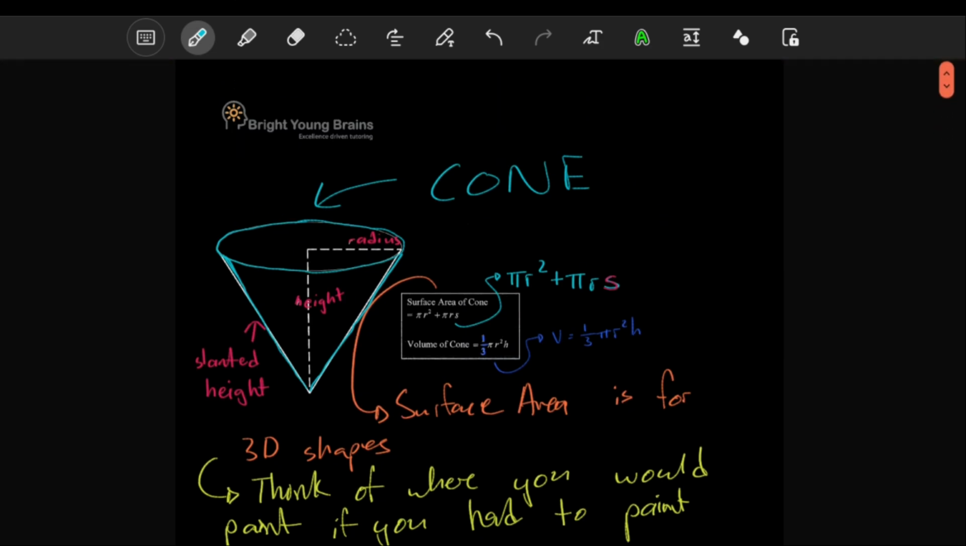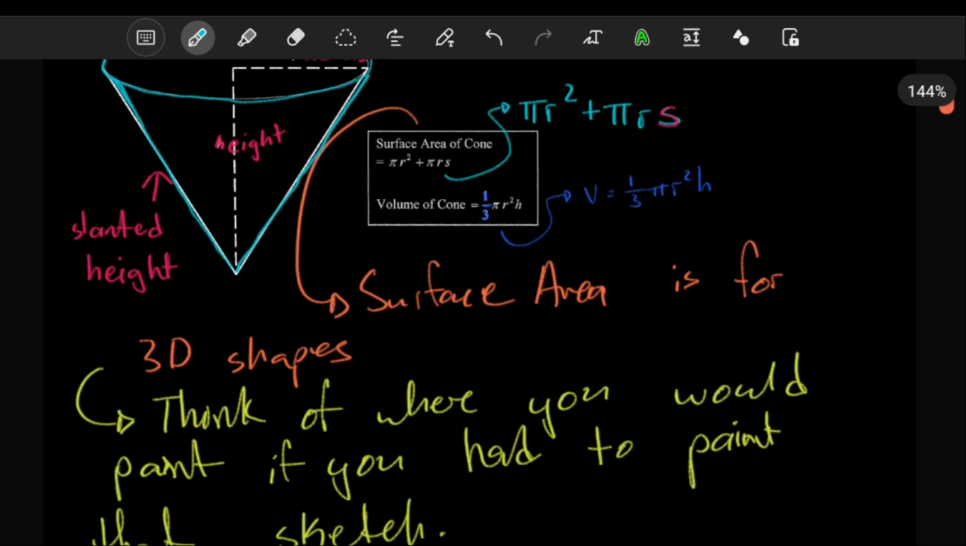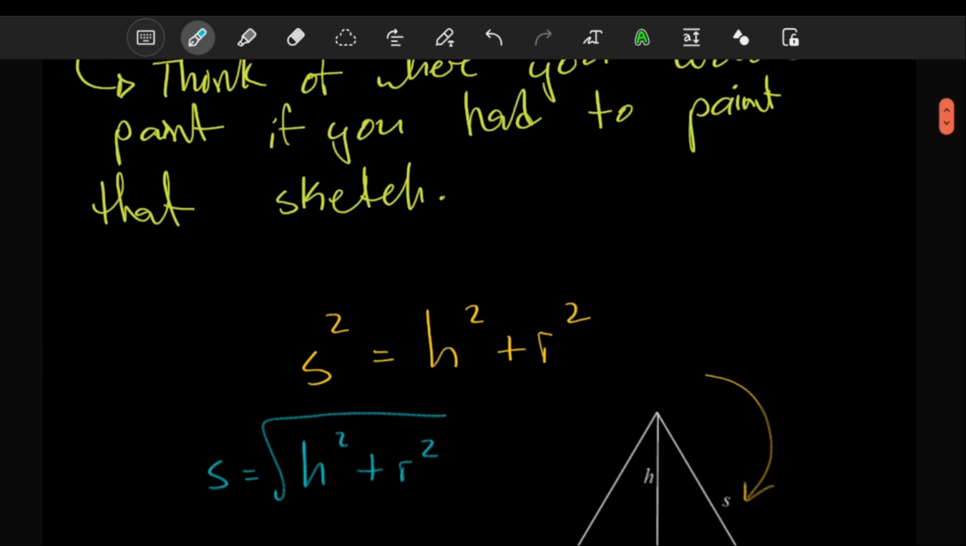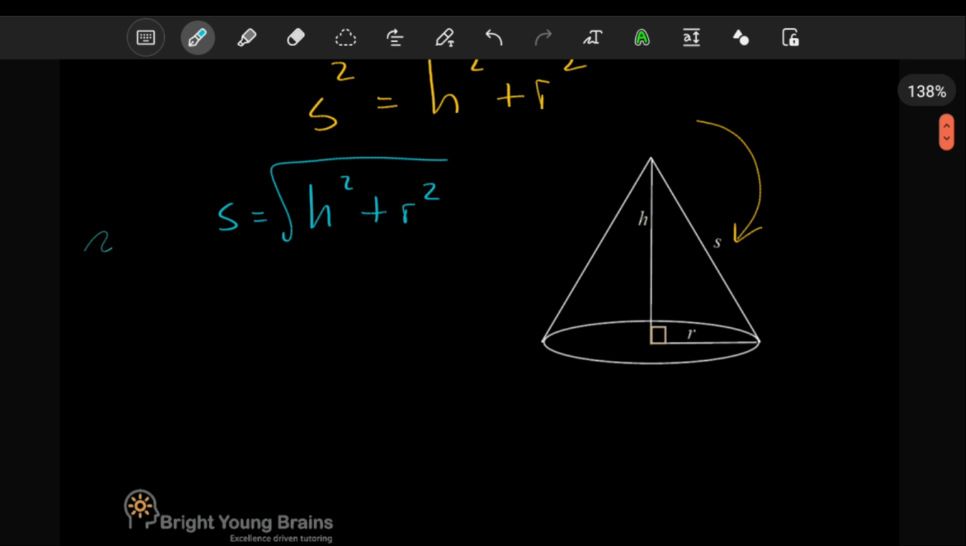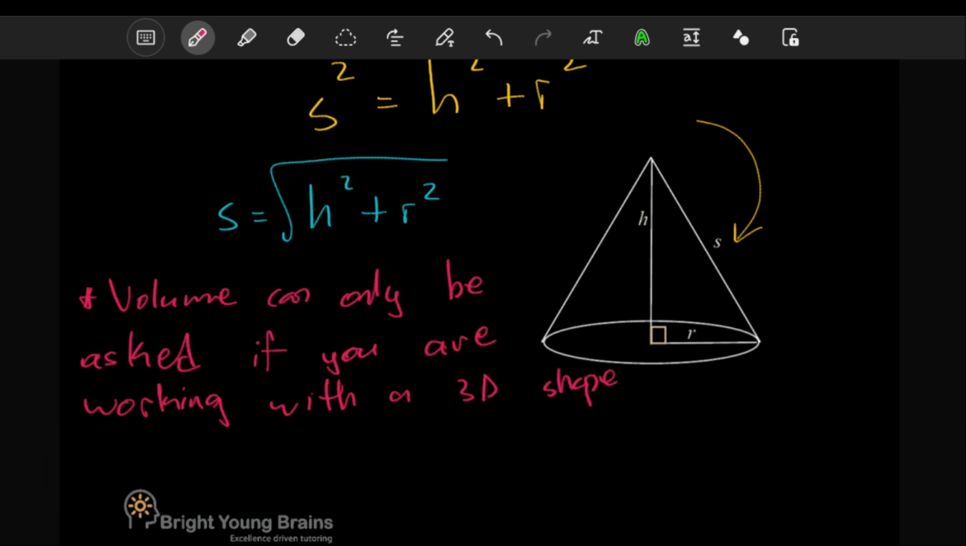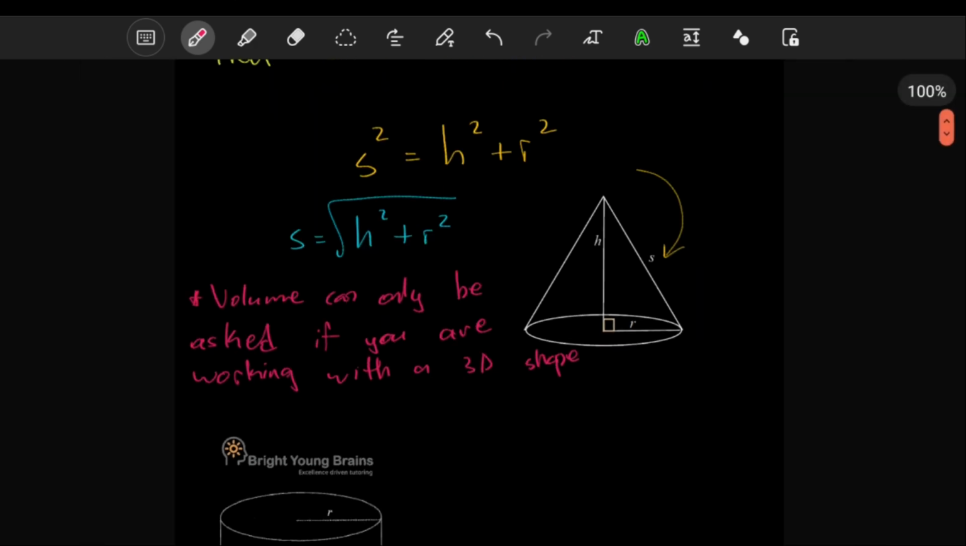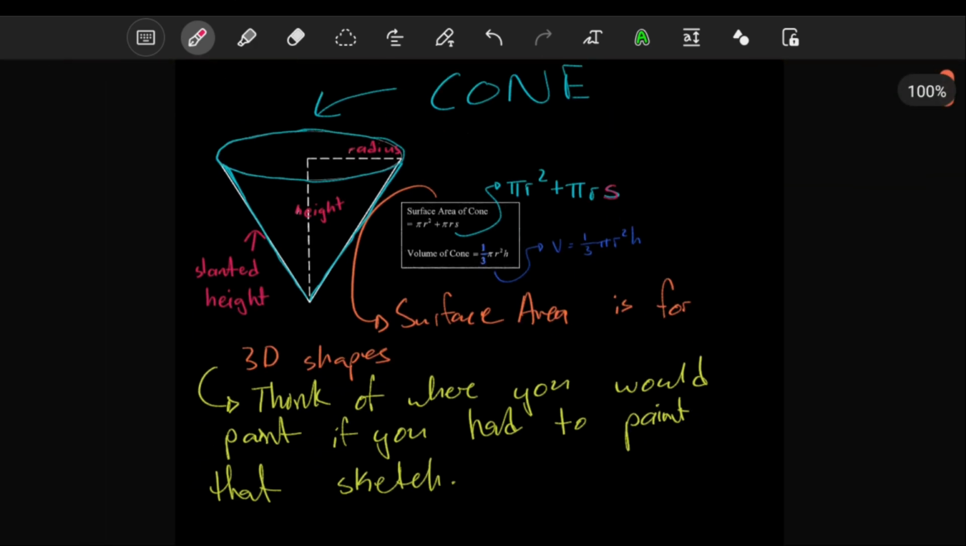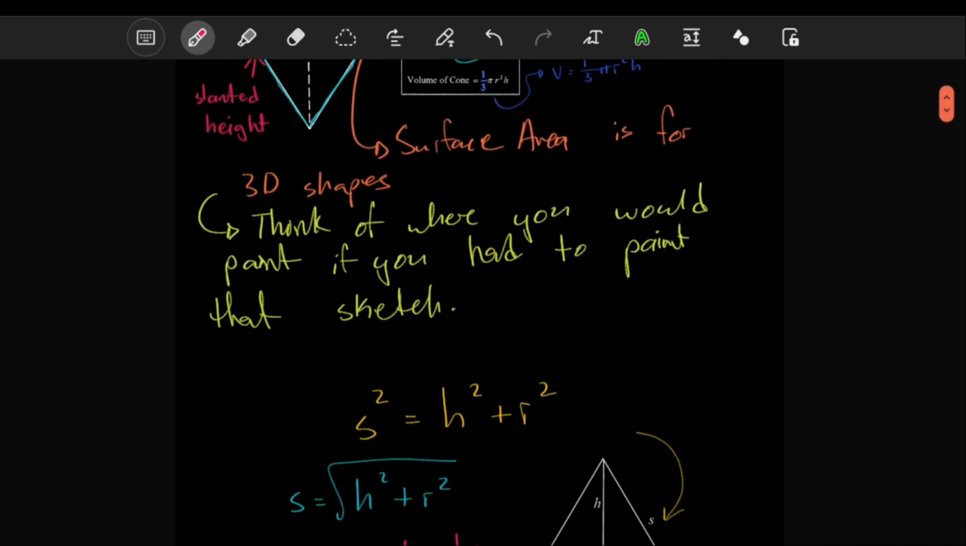With a 3D shape, they cannot ask you for area. They can only ask for surface area. And volume can also only be asked when you're dealing with a 3D shape. So let's move on to other shapes, and let's keep it moving.